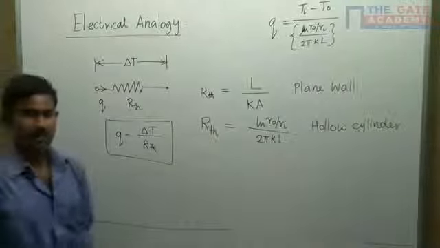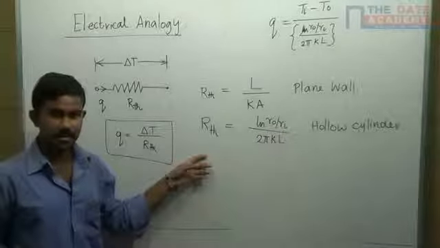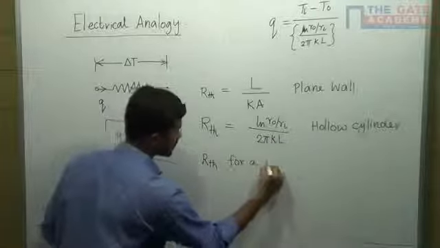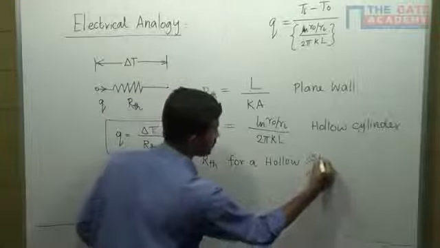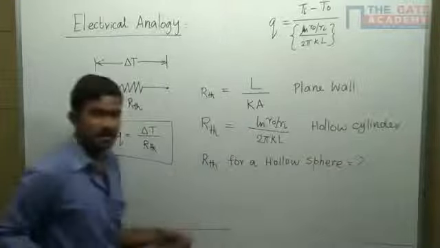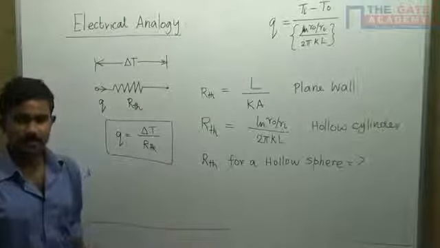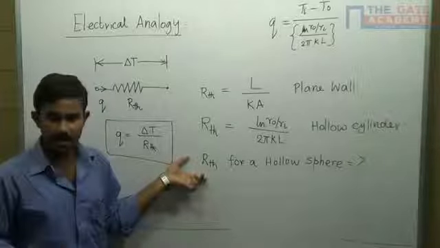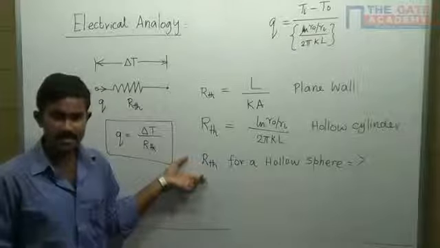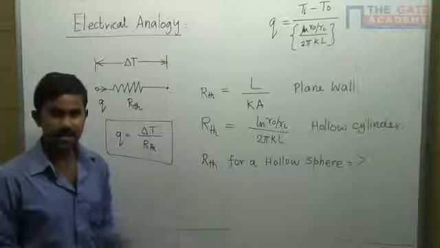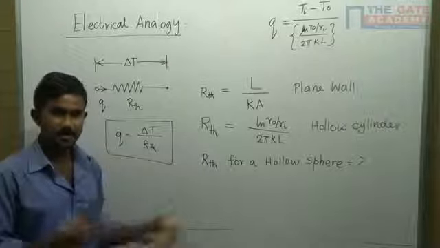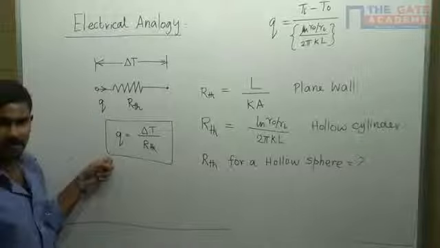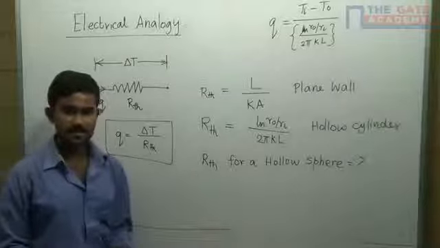I am going to give you some work which you can do later. You derive what is the R thermal for a hollow sphere. This is going to be homework for you. Take the heat diffusion equation in spherical coordinates, apply the same assumptions, 1D steady state without any internal generation, then you will get an ordinary differential equation. Solve it, apply boundary conditions, and find the heat transfer rate. Then write the heat transfer rate in this form, and find the thermal resistance for a hollow sphere.